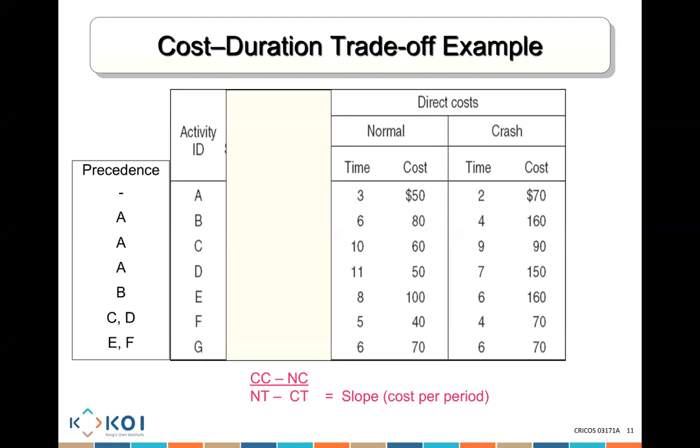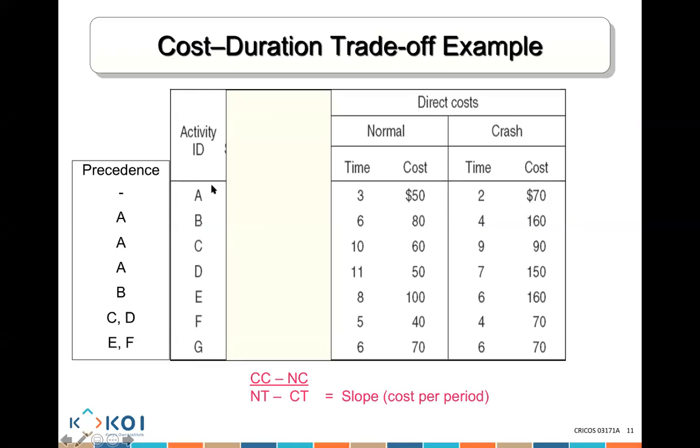Now here, we have the normal thing we usually do. We have activities A, B, C, D, E, F, G. They're all here. This is a precedence. A is basically what's going to come first. Well, A, there's nothing before it. B, C, and D, there's A before it. E, there's B before it. F, there's C and D before it. And G, there's E and F before it.